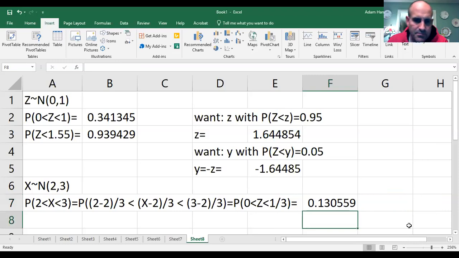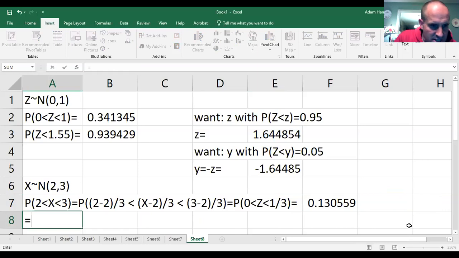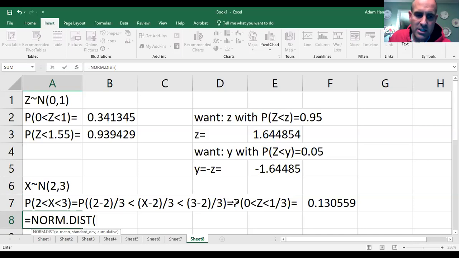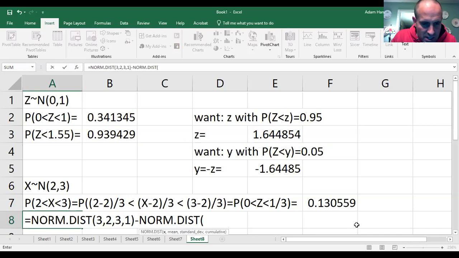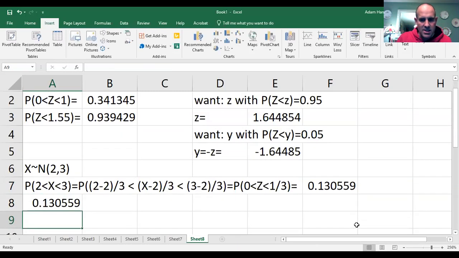By the way, we could have gotten that another way. Like I said, the normal distribution is built in here to Excel. I don't have to convert things to standard normal necessarily. Normal distribution, what's our x? Well, 3 for the upper one. What's the mean? 2. What's the standard deviation? 3. Cumulative, yes. I want to go minus normal distribution. What's the x? I need to get rid of the stuff before 2. The mean is 2. Standard deviation is 3. Cumulative, yes. And I get the exact same answer.